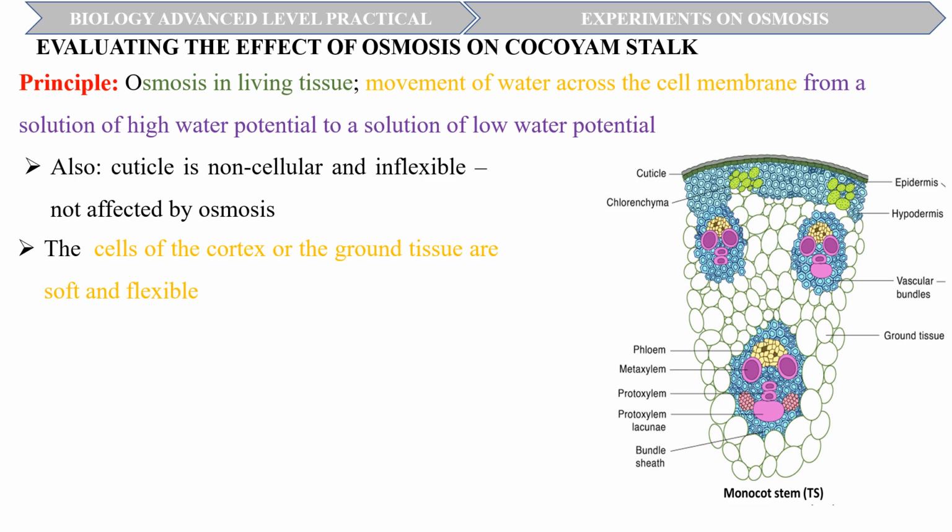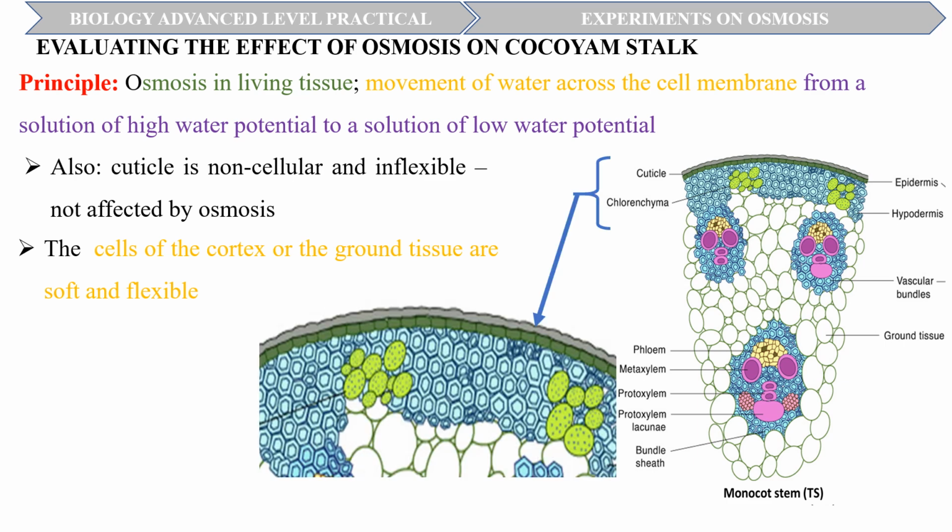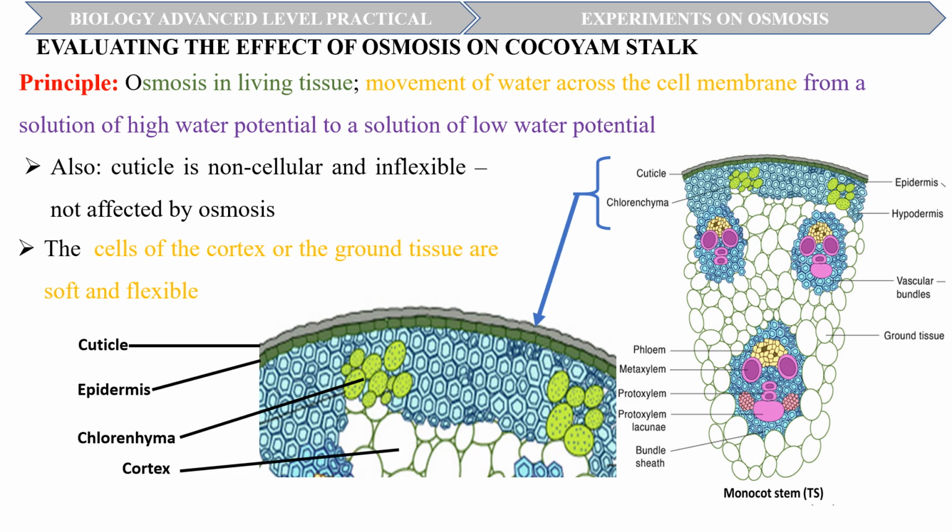To better understand this experiment, let us look at the transverse section of a monocot stem. We see at the surface there is a non-cellular cuticle covering the stem. Below the cuticle is the epidermis, made up of a layer of cells. Then follows the hypodermis, in which are scattered sclerenchyma cells, thus giving the stem a green appearance. Deep within the stem is the cortex, or the ground tissue, in which are found scattered vascular bundles. The varied response of these parts to various solutions will give us different results in this experiment.